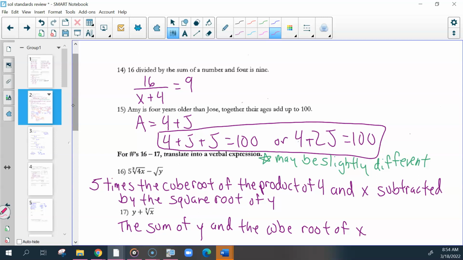For 15, this was like a two-part, like a system question. Amy is 4 years older than Jose, so you need the equation that represents that. Together, their ages add up to 100. So if this is Amy's equation plus Jose's, you would get 100, or you could combine like terms and get this one. Questions on 14 or 15?